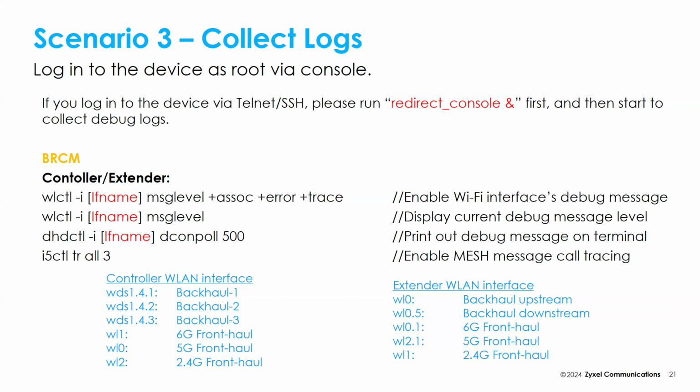Yes. Apparently the command is not supported at the moment because we need to type in the specific interface one by one. Exactly. So you could make a script that would just do all that for a specific interface, like 1.4.1, 1.4.2, 1.4.3, or the fronthauls, the customer-facing SSIDs. Yeah.